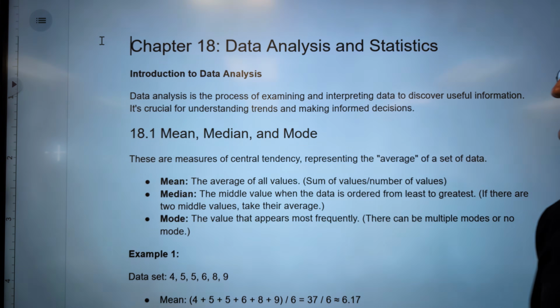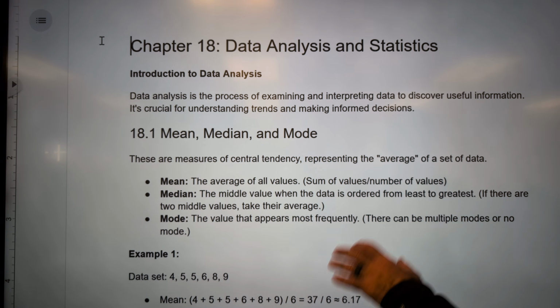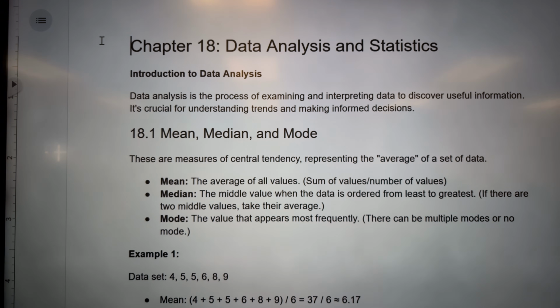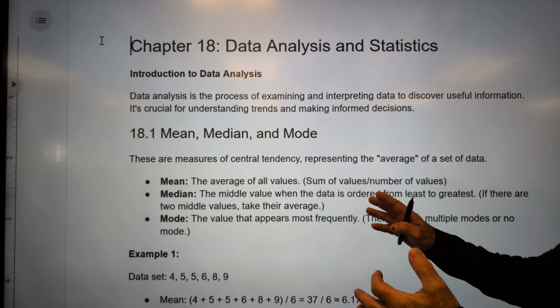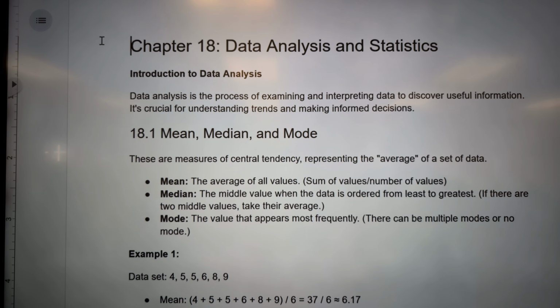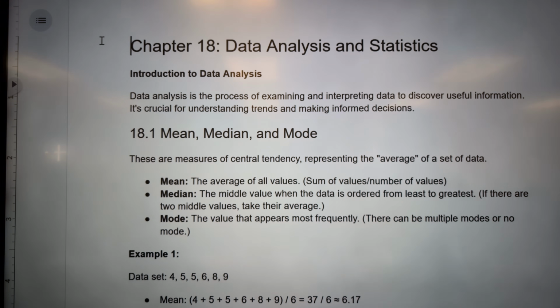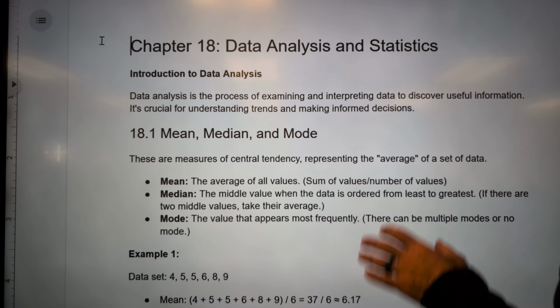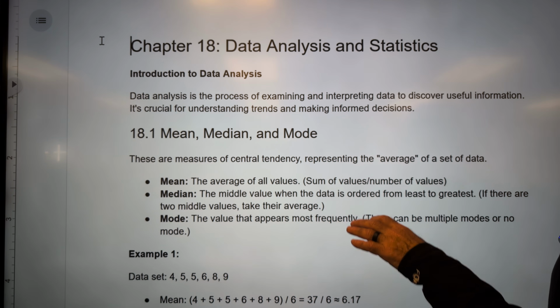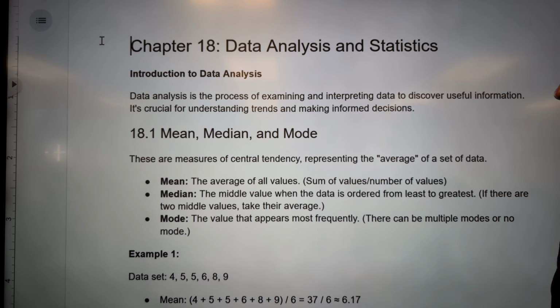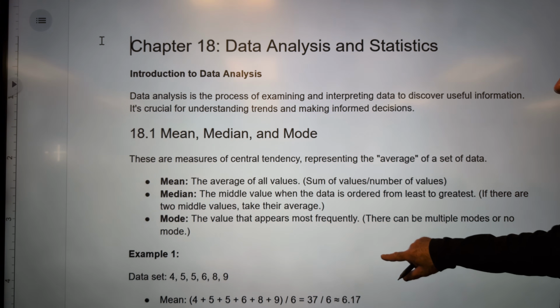All right, with that said, let's go ahead and get started with Chapter 18, Data Analysis and Statistics. This chapter is really a lot of vocabulary. You might know all of these things, but not recognize the words. So we're going to go over a quick overview, hopefully a 10 to 12 minute overview of basic statistics, a little bit of probability, and then there'll be a practice test at the end. So take these notes down in your book.